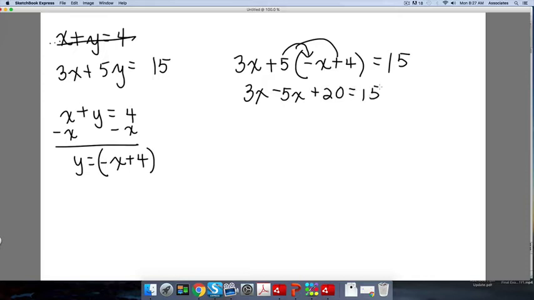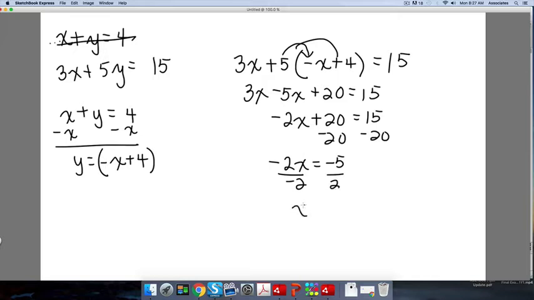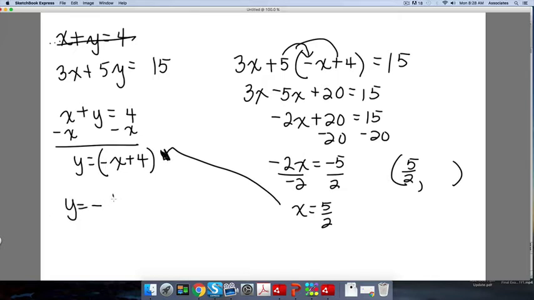Now we're back into just solving an equation. 3x minus 5x is negative 2x. Let's subtract 20. I get negative 2x equals negative 5. Divide both sides by negative 2, so I get x equals 5 halves. Remember, in the ordered pairs, x's come before y's. Now, I'm going to substitute it in right here to find out what my y is. Y is negative x, which is 5 halves, plus 4.